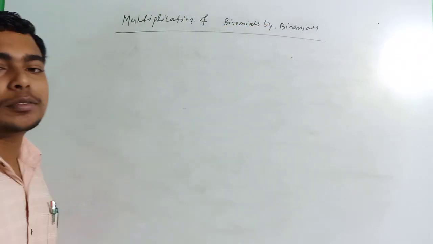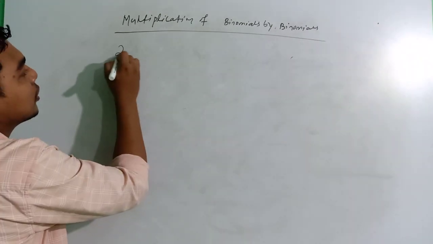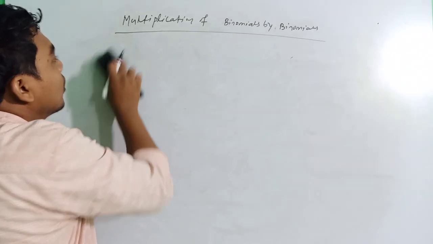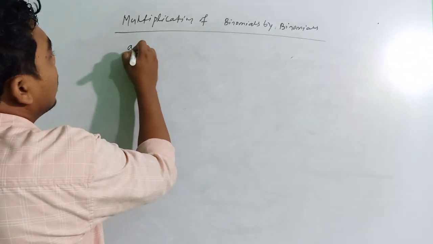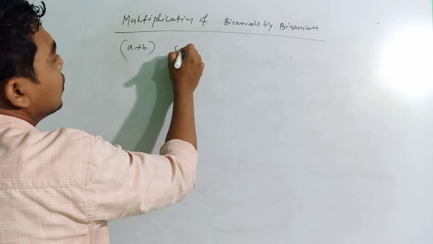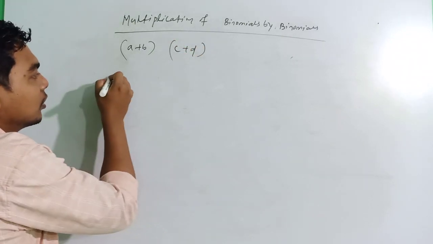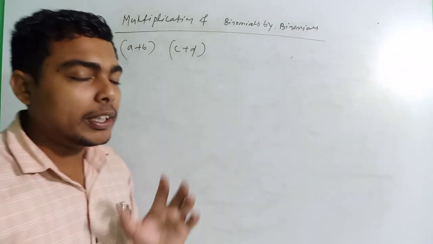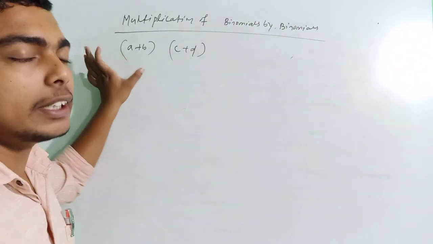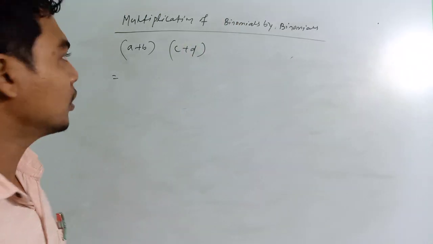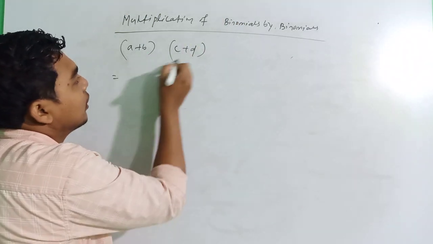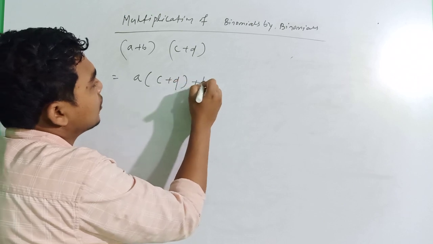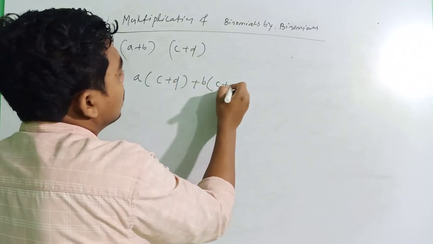binomials by binomials. Suppose the term a plus b should be multiplied with c plus d. Here what to do? As your choice, एक को हम कंस्टेंट रखेंगे, दूसरे को मल्टीप्लाई करेंगे. Suppose we keep c plus d constant and open a: (a plus b) whole into (c plus d).